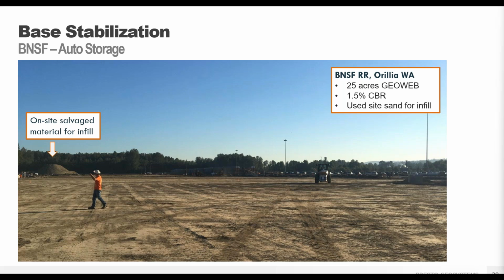This is an auto storage yard for BNSF by the Seattle International Airport. It was a 25-acre site with soft subgrades, and the original design included 2 layers of biaxial geogrids. After bidding, the cost came in higher than the budget allowed. The engineer contacted us and we did a value engineered solution.